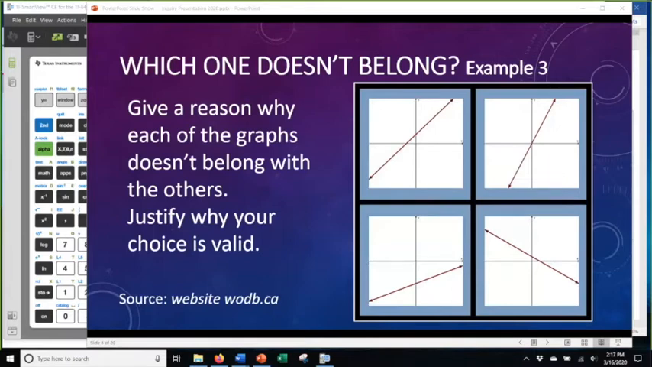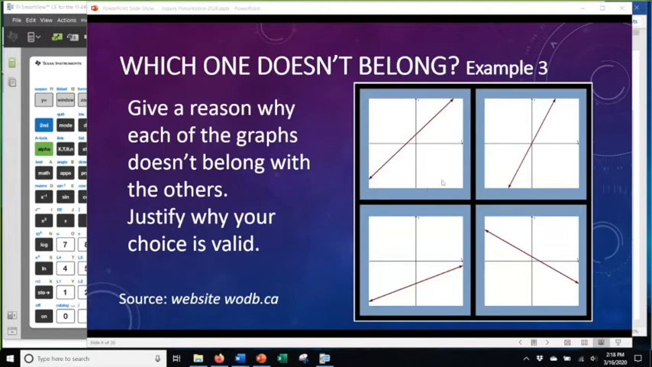Now, there's more than one right answer. The idea here is that a well-constructed which one doesn't belong will have good reasons why each of the 4 options doesn't belong with the other 3. So for example, you could say the lower right here is the only one with a negative slope. The lower left is the only one with a negative y-intercept. The upper right is the only one that goes through the origin. The upper left, well, it looks like it's the only one with a slope of +1. Looks like it's going up and to the right by the same amount. So it looks like it's the only one with a +1 slope.